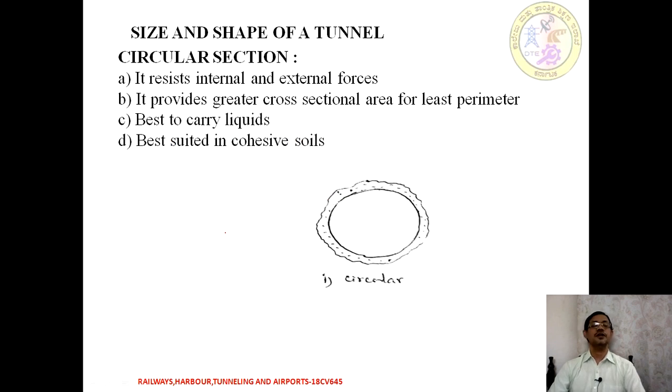Moving on to the first one, that is the circular section, or circular tunneling. Circular sections or circular tunnels resist both internal and external forces, as I said. Because of the geometry, if the pressure is exerted radially, it is sustained. Similarly, from the internal side also, the radial pressure is resisted due to its geometry.